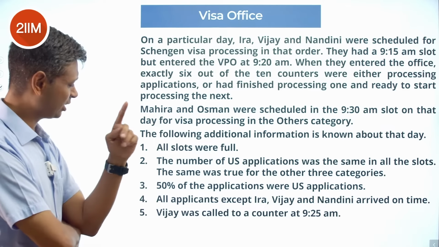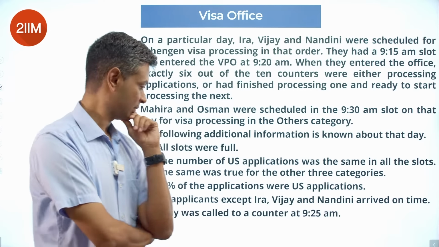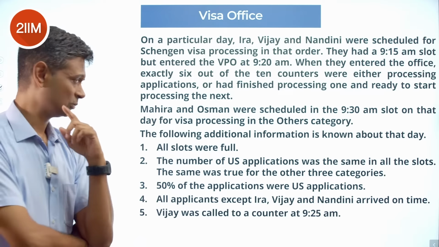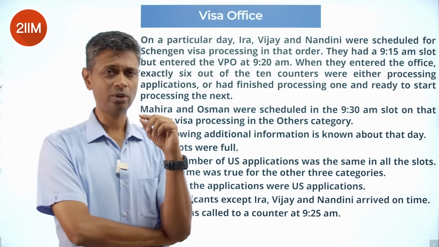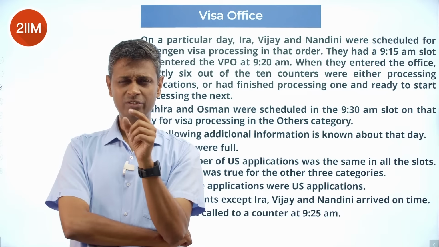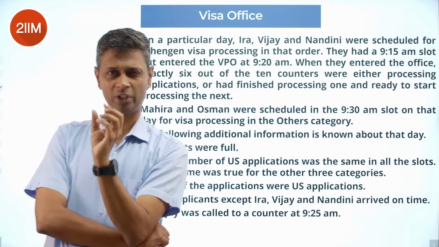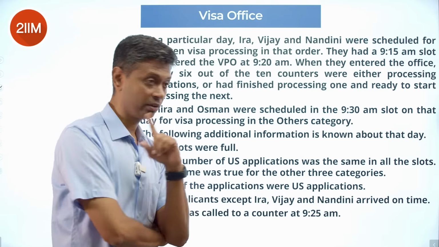All applicants except Ira, Vijay and Nandini arrived on time. So embarrassing for them, not for us. Vijay was called to a counter at 9:25 a.m. This is important. This is probably going to be important in figuring out how exactly the internal sequence works when you draw what can be called a Gantt chart, and how the processing comes, when does one enter, when does one leave. If you're doing all that, then this is where it comes in.